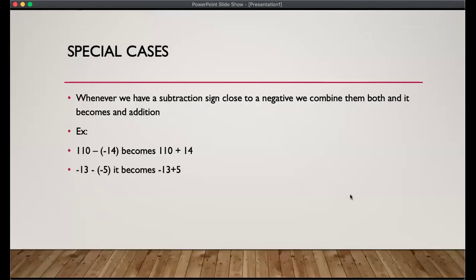Okay, so we have special cases. Whenever we have a subtraction sign close to a negative, we actually combine them both and it becomes an addition, right? So we have 110 minus negative 14. Since that minus and that negative are very close to each other, we group them together and it becomes an addition. So now it becomes 110 plus 14, which is 124.